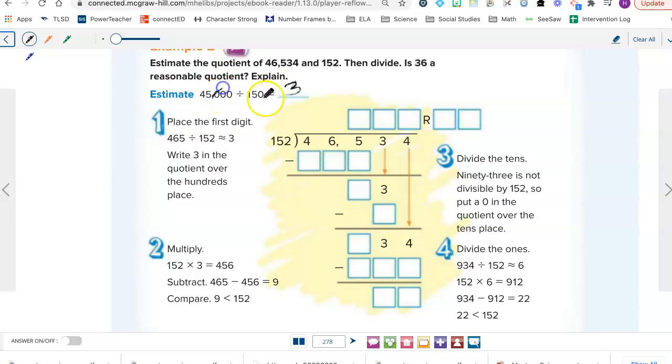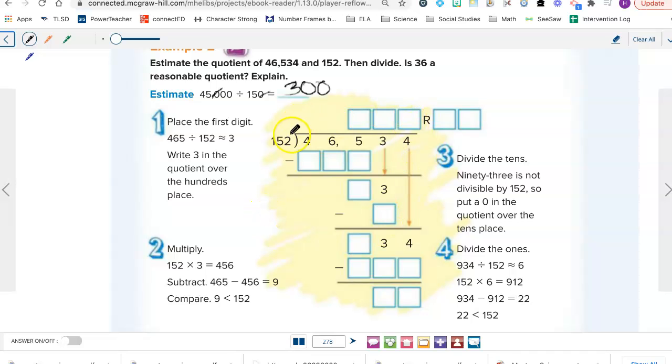If I take off a 0 here and a 0 here, I have 2 zeros remaining. So we are going to put 300. So my estimation should be 300. All right, and then we will start a division.